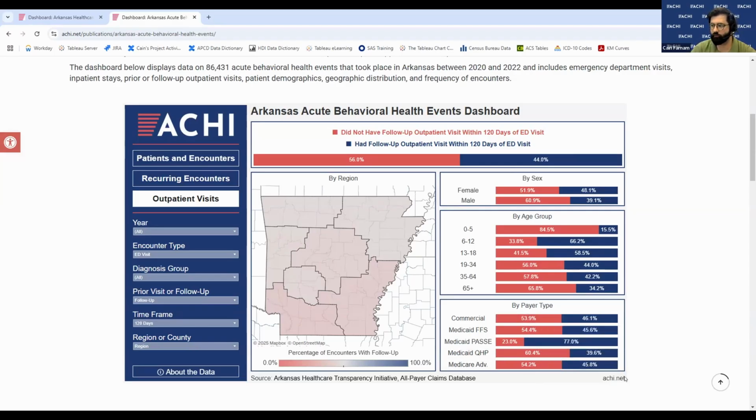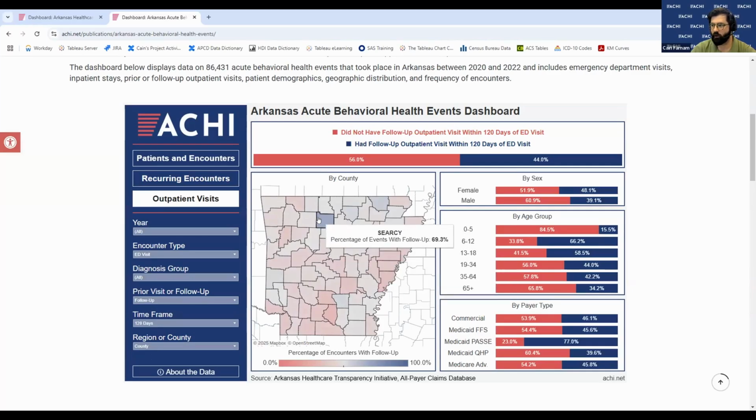There's very clearly some groups that are performing better than others, specifically children 6 to 12, they're up to 66.2%. From a payer standpoint, Medicaid Pass, which is very specifically Medicaid specific programs for those individuals who have behavioral health diagnoses, they're at 77%, which is expected. And then if we look at the geographic view, I'll go down to county just so we can see more variation. It appears that Searcy County has a 69.3% follow-up rate. Plenty of counties you can see are tinted red, which means they're less than 50.